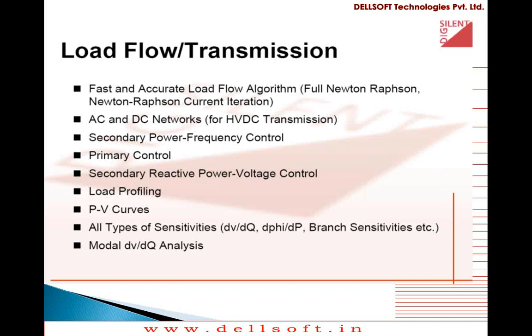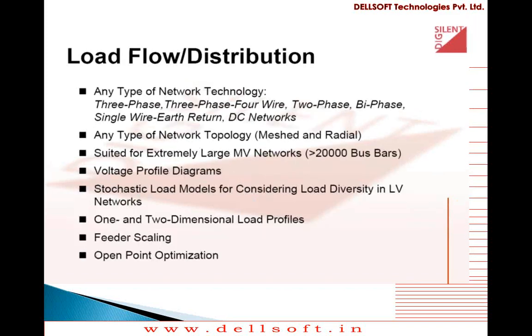Load flow distribution can handle any type of network topology, like three-phase 4-wire, two-phase, bi-phase, single-wire earth return, and DC networks. Any network topology, mesh or radial, can be analyzed. It is suited for extremely large networks, with more than 20,000 bus bars. The educational version of this software comes with only 50 nodes and 50 bus bars, so we can create our system with a 50-bus limitation. But the research version comes with unlimited nodes and unlimited bus bars.